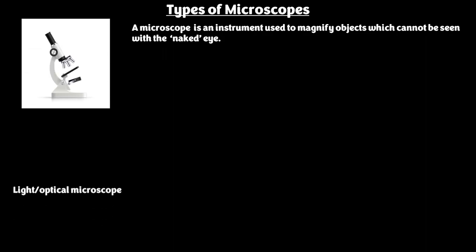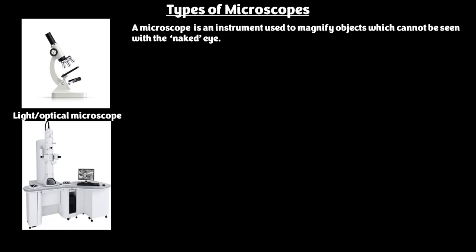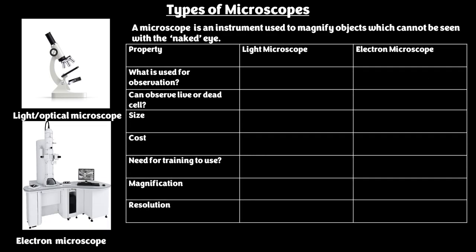Now we look at the types of microscope. A microscope is an instrument which is used to magnify objects which cannot be seen with the naked eye. The two main types of microscope are the light or optical microscope and the electron microscope. Now we compare these microscopes based on different properties.